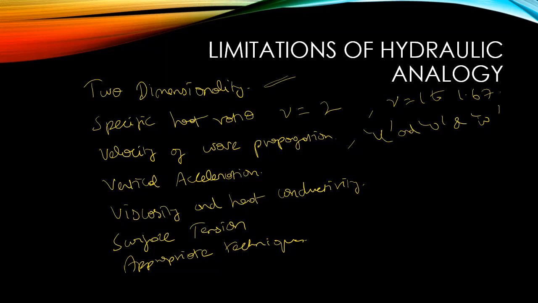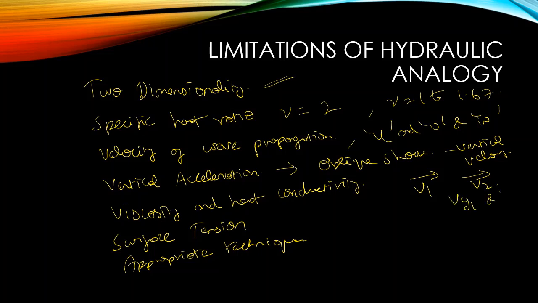And then vertical acceleration. For any kind of oblique shocks, vertical velocity is important, right? But for upstream and downstream cases, you are considering forward and rearward velocities as v1 and v2, and you are not considering vy1 and vy2. But vy1 and vy2 are very important for vertical-case problems. And then viscosity. Water is highly viscous, right? And also a very good conductor of heat.